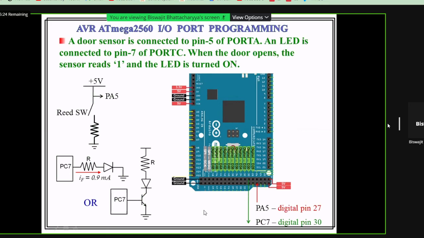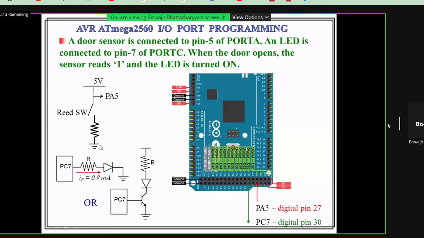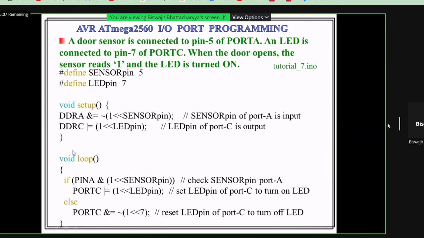Now let's see what the program is. First we define the sensor pin, which is connected to pin number 5, the D5 pin, and the LED pin, which is connected to pin number 7, the D7 pin, of port A and port C respectively. Now what does the sensor pin mean? Defined sensor pin means 1 shifted left by 5. So the sensor pin, the D5 pin of port A, will act as the input pin.